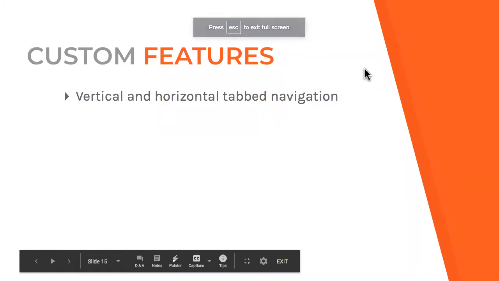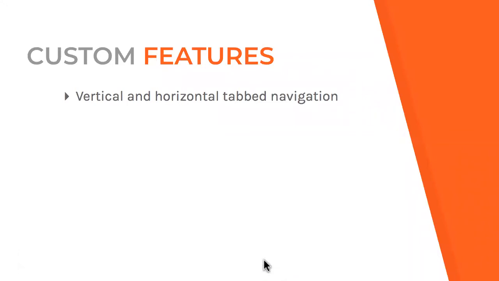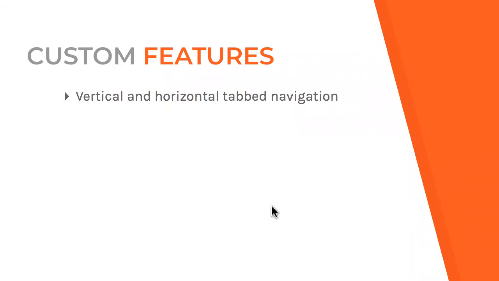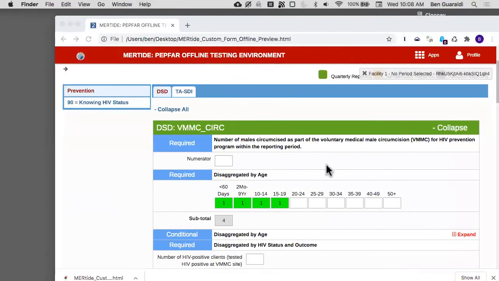Okay, so what features do we have? The main thing that we needed that was not available in the standard DHIS2 forms was an additional set of navigation. The DHIS2 section forms come with horizontal tab navigations, but we needed a vertical navigation too along the side. Or actually, I guess the reverse: they come with a vertical navigation, and we needed a horizontal tab navigation. And you can see that here.